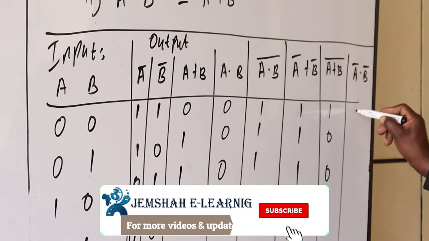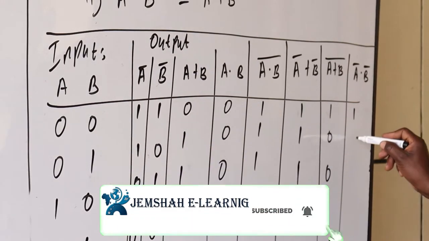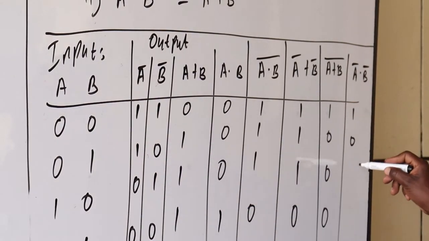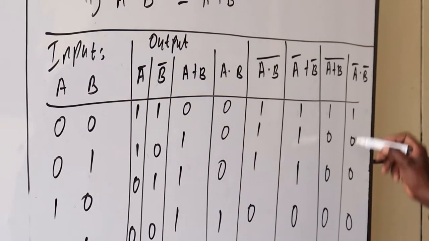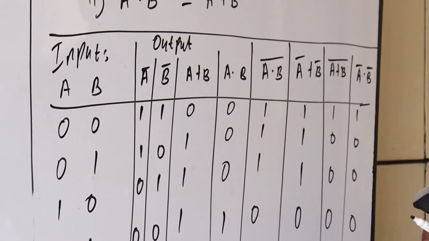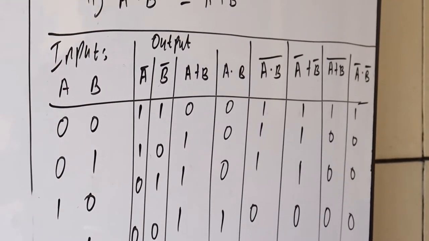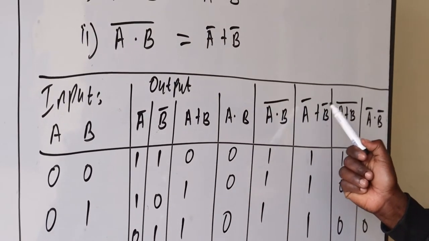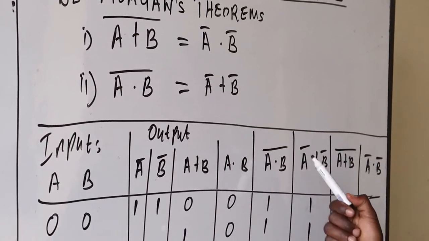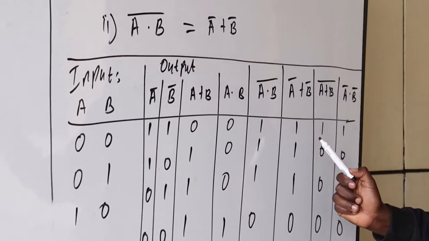1 dot 1 is the same as 1. 1 dot 0 is 0. 0 dot 1 will be 0. 0 dot 0 will be 0. So from there, De Morgan says the truth is that A dot B, all barred, is the same as A bar plus B bar, since via the truth table, the outputs are the same.